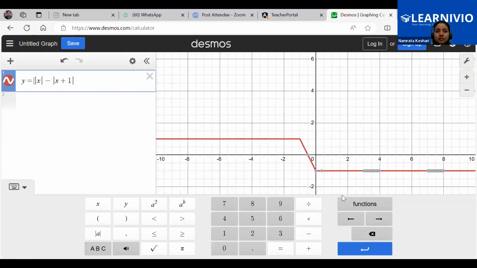Can you see the screen, Fatima? Yes. Can you see the graph? Yes. Okay, at 0, it's continuous. Without even lifting the pen, we will be able to plot this graph, right? Yes. At minus 1, of course, it is continuous. So this graph is continuous.